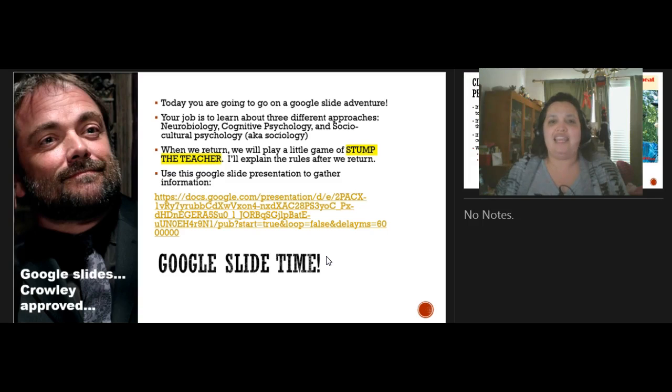So how I did in this particular class with the Stump the Teacher game is that I had them do a Google Slides adventure, learning about 3 different approaches: neurobiology, cognitive psychology, and sociocultural psychology. And I let them choose whether they wanted to work with me in the main room on this presentation and go through it, or go down to a breakout room and go through the presentation that way. And so it gives them some differentiation.